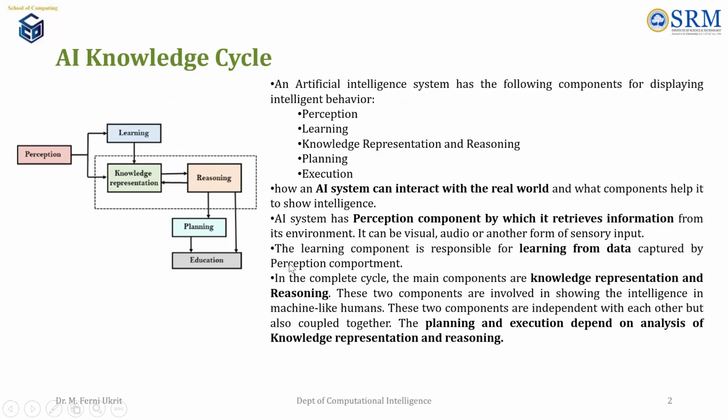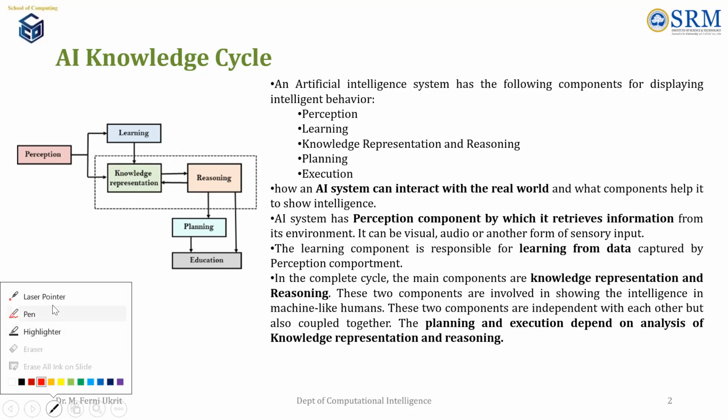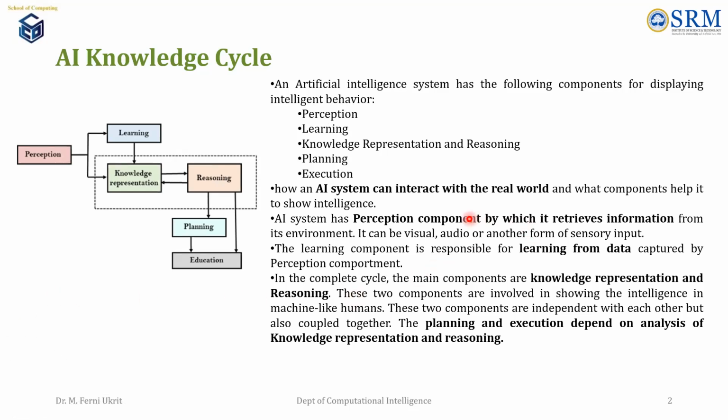In this, we will be seeing about perception. What is meant by perception? Perception is what we actually retrieve, what information we retrieve from the environment. So the perception component is the information retrieval, or what information we get from the environment. That can be visual, audio, or any other form of sensory input. Once we get the information from the environment, the next is the learning phase.